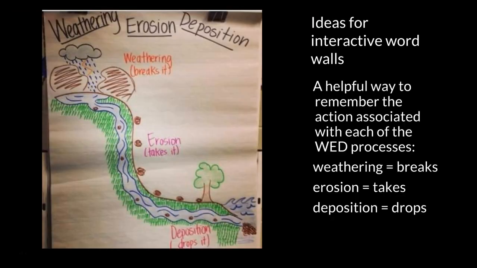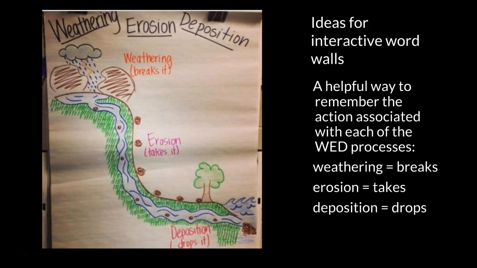Here's another anchor chart that we found to be really helpful for students to remember the processes of weathering, erosion, and deposition. A couple of hints on this. Weathering, erosion, and deposition, they do happen in a cyclical manner, but for teaching what those processes are, I think it's best to keep it in the order of weathering, erosion, and deposition.